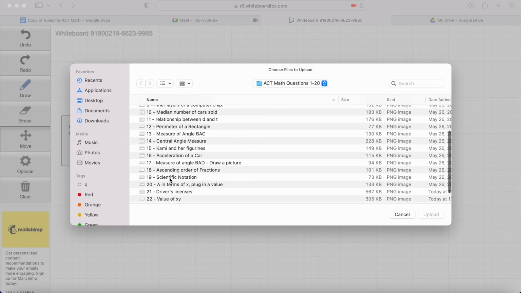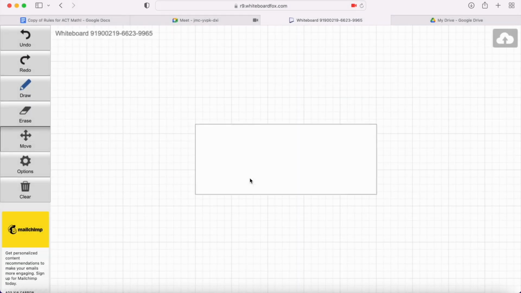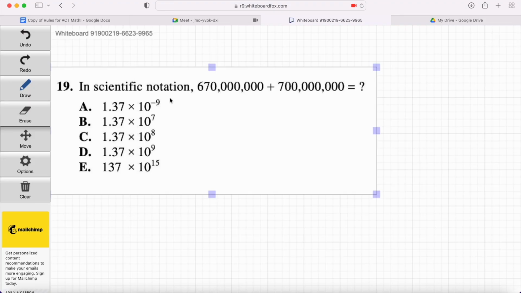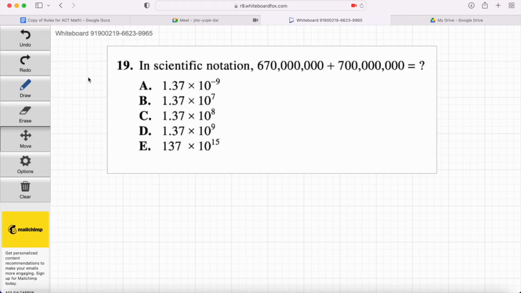Oh, scientific notation. Lovely. Have you done scientific notation before? I have. Yeah, okay. Great. We'll go ahead and read number 19 for us, please. Okay, in scientific notation, 670 million plus 700 million equals what? We got to figure that out in scientific notation.